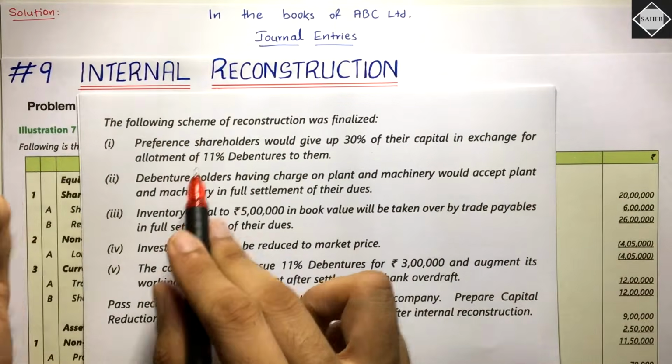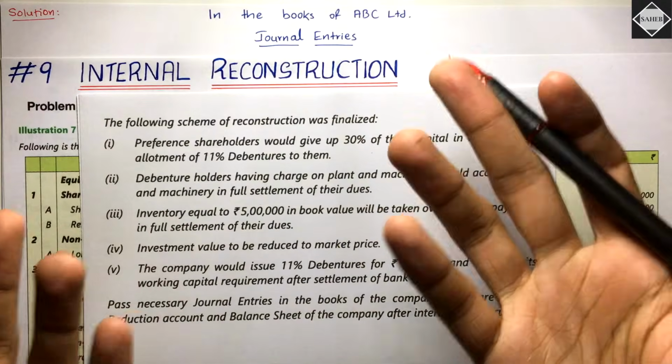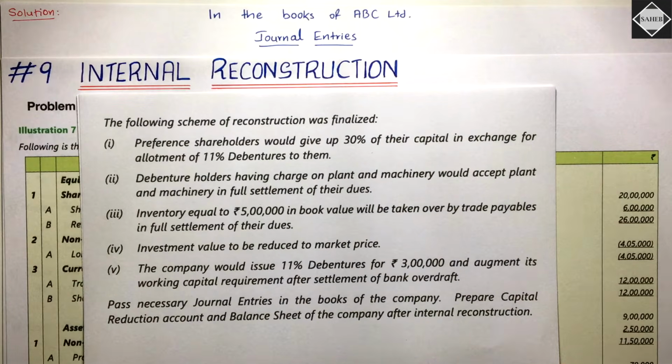Debentures, 11% debentures. Have they told you any value? Have they told you how many debentures, what face value? No, nothing has been said. They are just saying 11% debentures. Okay, fine. So they are also saying one more thing over here.